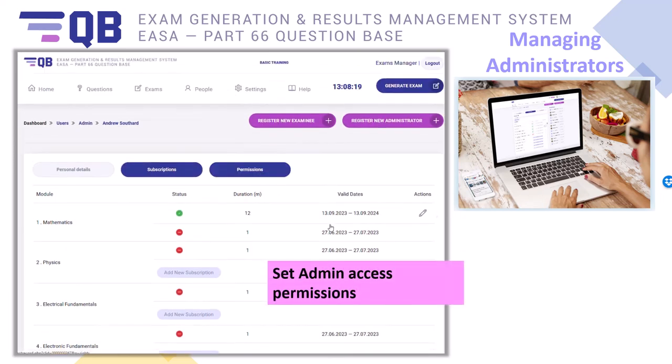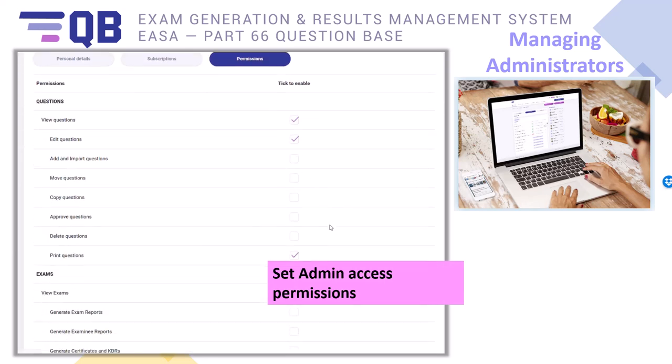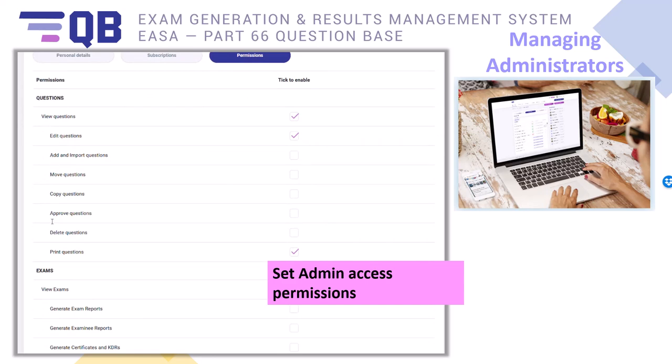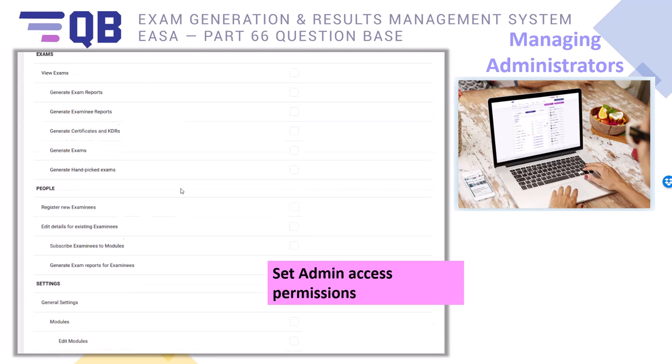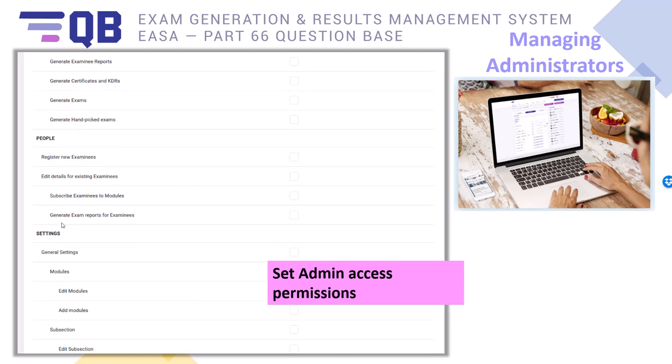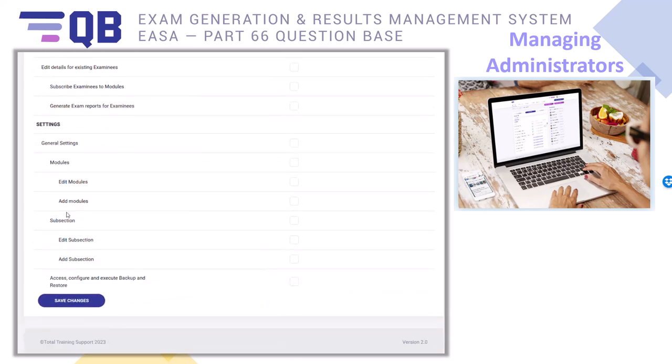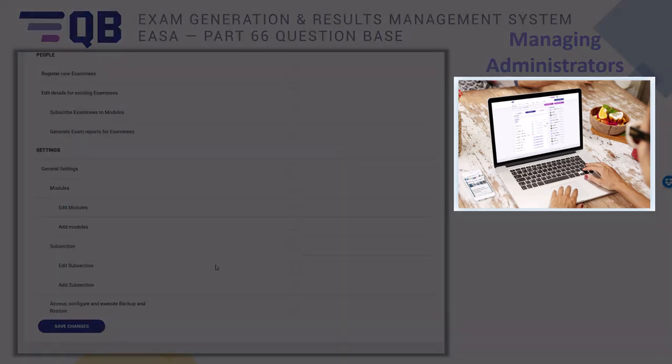In so doing, Andrew will not be able to access any of the functions for modules that he is not subscribed to. While still in Andrew's profile, we can click on the Permissions tab to view all the functions of the QB system that Andrew has access to. We can tailor Andrew's access on a granular level by selecting or deselecting some of the functions as required. For instance, we can prevent Andrew from accessing the system settings.